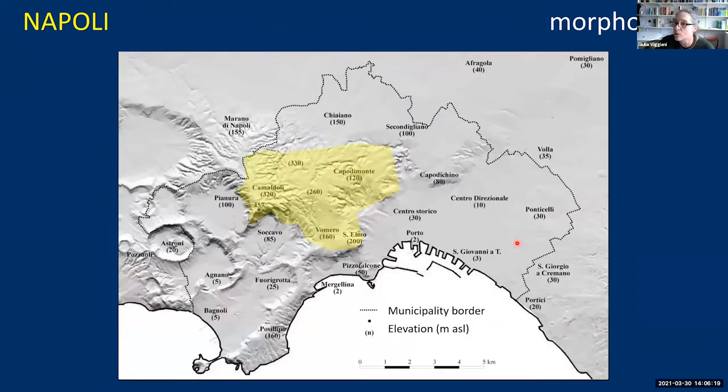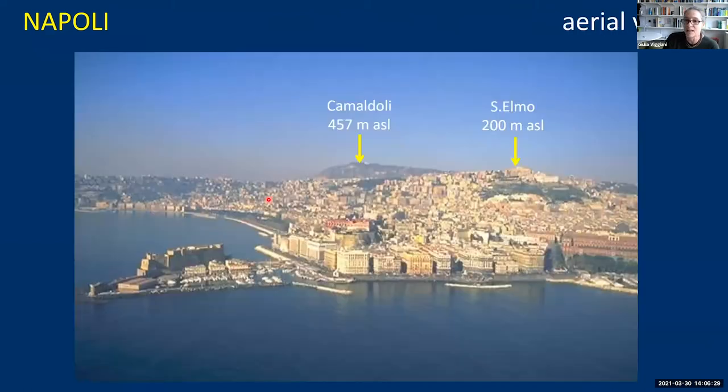But then the city also climbs along the slopes and spreads on the plateau of Vomero and Camaldoli Hill with a maximum elevation of 457 meters above sea level. And you can appreciate it from this aerial view of the city. So the historical center would be this side of the city on the plains, but then the city is very well built all the way up to San Telmo at 200 meters above sea level and Camaldoli at 457 meters above sea level.